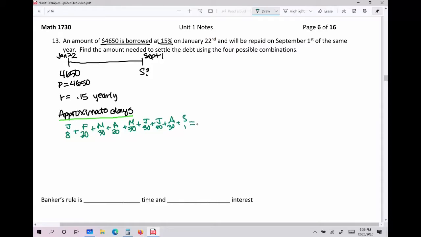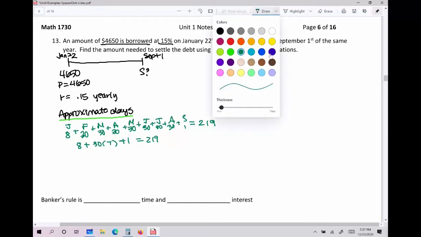Okay, so when we calculate that, we get 219 days. You could also do this as 8 plus 30 times 7, because we have 1, 2, 3, 4, 5, 6, 7 full months. Plus 1, that would work too. You still get 219. All right, now let's do the other one.